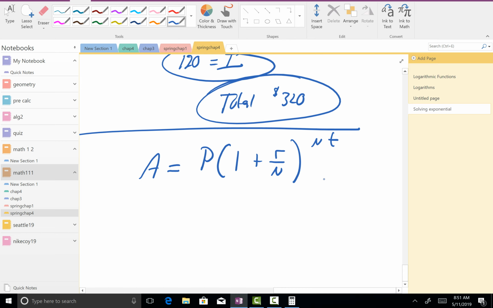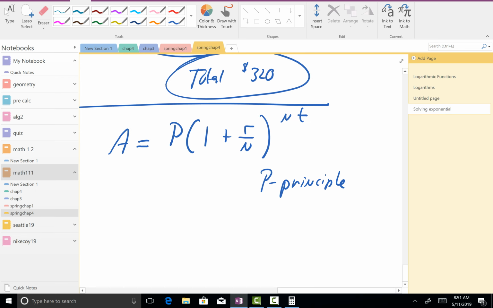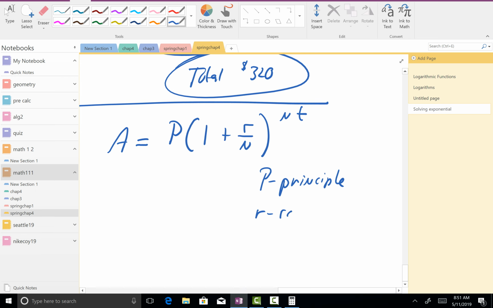P is still your principal. R is still the rate. And n is the number of times the rate is being compounded. Of course, T is the time.